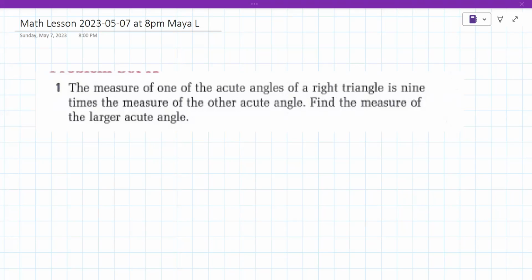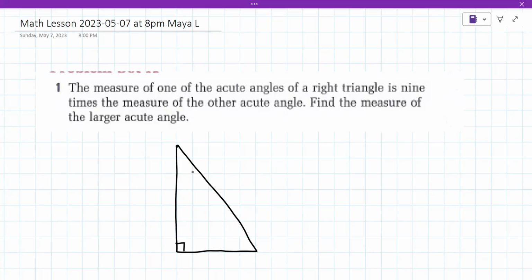Measure of the larger acute angle. Any idea how you might set this one up? Well, I'd probably draw the triangle first so that I could figure that out. Good idea. Okay, so do you have a choice here? Which one should be the first acute angle, I guess?